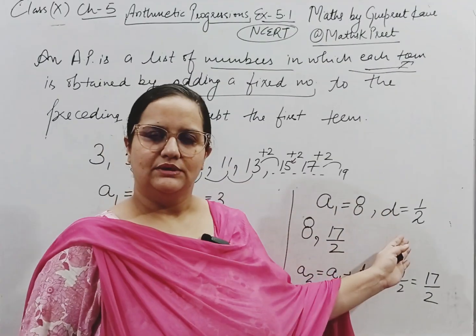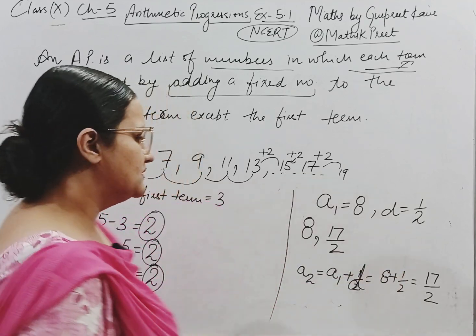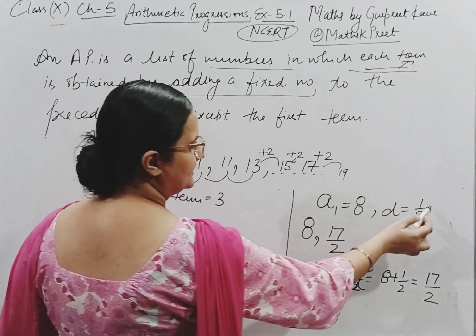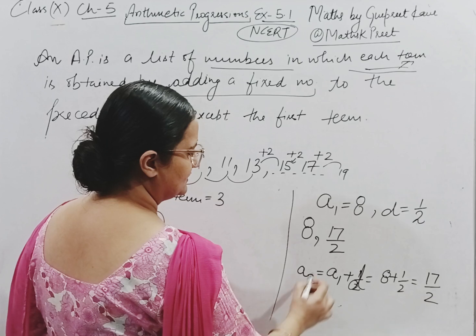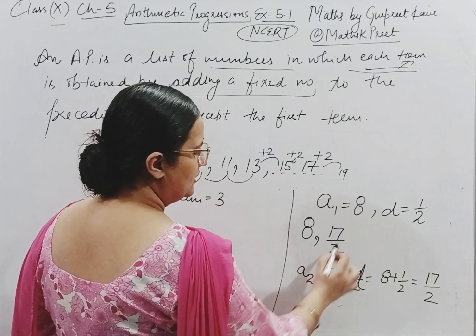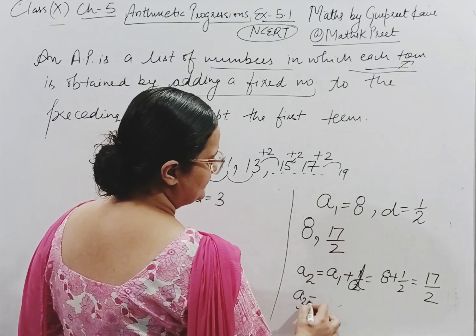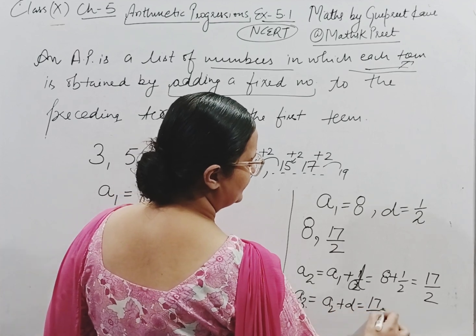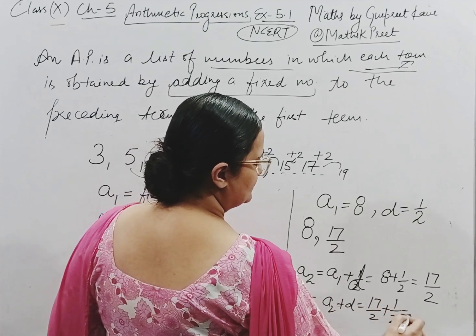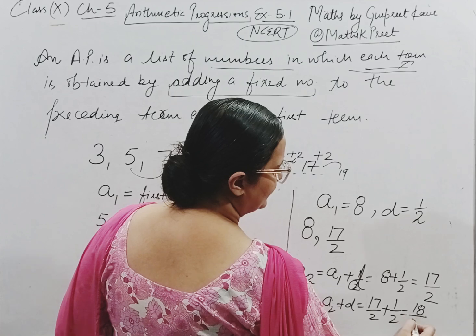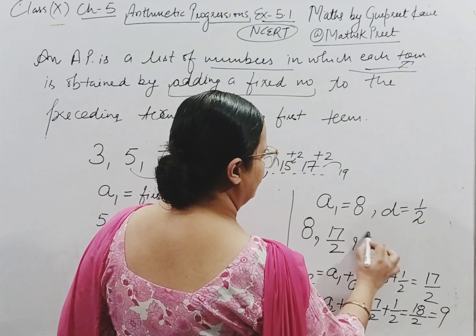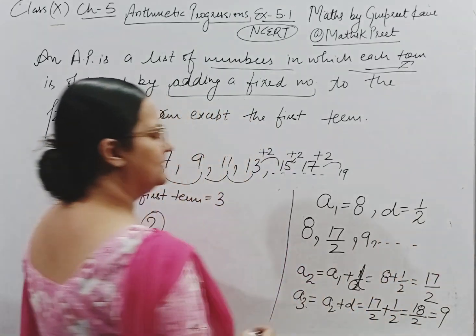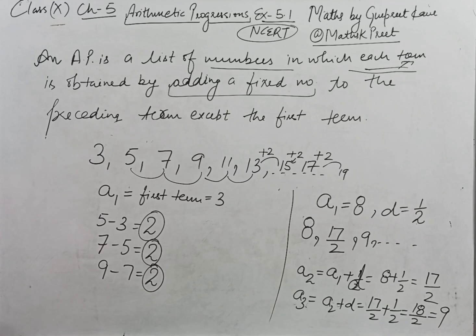Here two things are given to us, and we can form an AP just by adding this fixed distance to the preceding term. Now I have A2. To get A3, I will just write A2 plus d. My A2 is 17 by 2 and my d is half, so I am getting 18 by 2, which is 9. Similarly, you can write as many terms as you want, or as asked in the question.